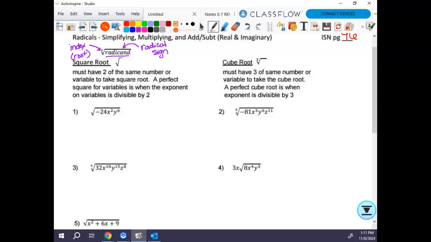So what we already know, and we've talked a little bit already about simplifying square roots, you can do the same type of thing for any root, whether it's the cube root, the fourth root, whatever. But when we're talking about variables in here, you must have 2 of the same number or a variable to take the square root. A perfect square for variables is when the exponent is divisible by 2. Okay? So I'm going to talk you through what we do depending on what our different indices are. So let's start with a square root.